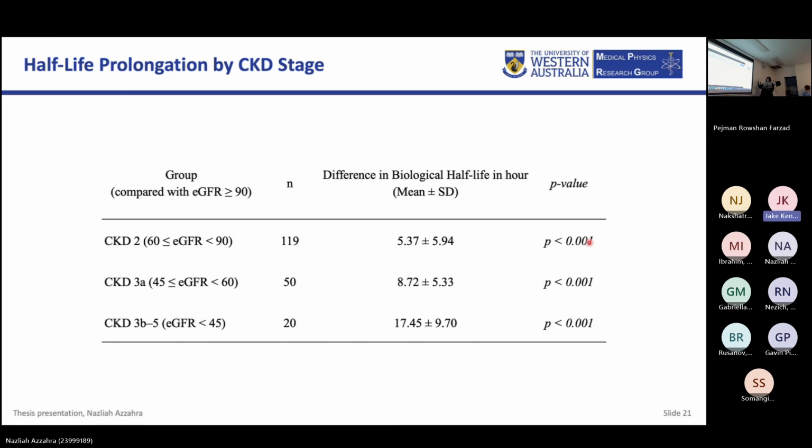This is the table that compares the biological half-life from each group to the normal patient. So the first GFR level, the difference is around 5 to 11 hours. But as kidney function decreases, the gap becomes much longer. And in the last group, you can see that the difference can reach up to 27 hours.